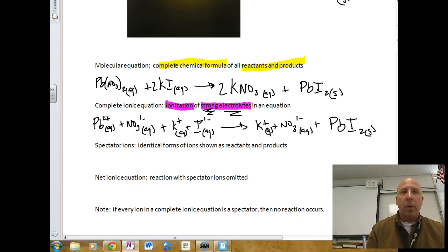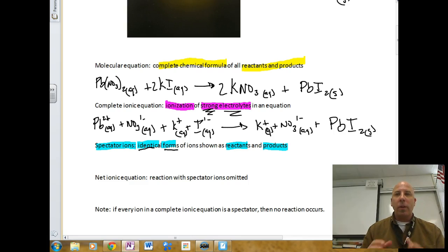Now, there's also the idea of spectator ions, which are identical forms of ions shown as both reactants and products. The important thing to remember is they must be identical. They must have the exact same charge, and we can't confuse it as if one side has a hydrogen ion and one side has hydrogen gas, which is diatomic. Those would not be identical forms. They would be completely different forms, and we'd treat them differently. So we're looking for identical forms of ions on both sides.